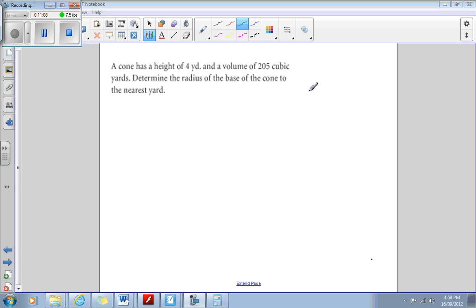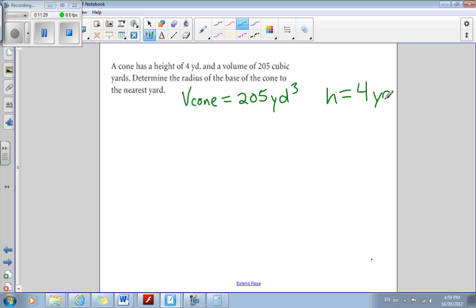Okay, the last example question that I'm going to go over today with you is this one right here, which is a little bit more difficult. So we're given that the volume of the cone equals 205 cubic yards. And we're told that the height equals 4 yards. And we're asked to find the radius. So, the volume of the cone equals 1/3 pi r squared h.